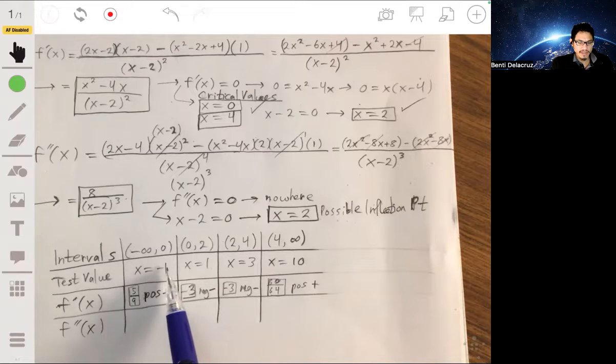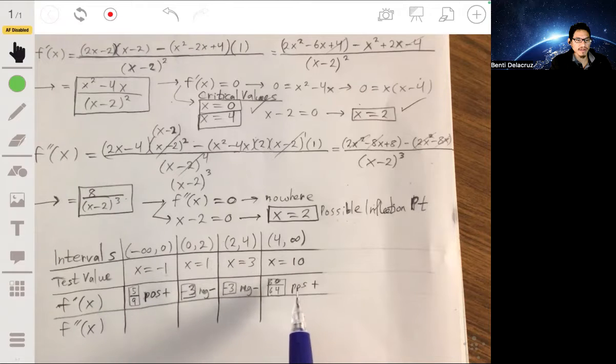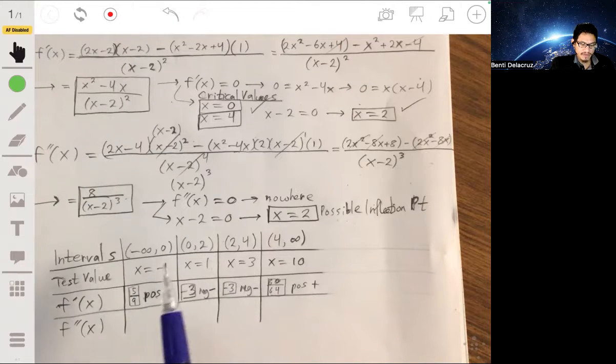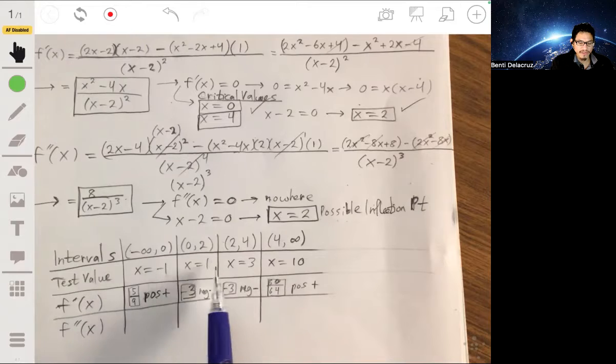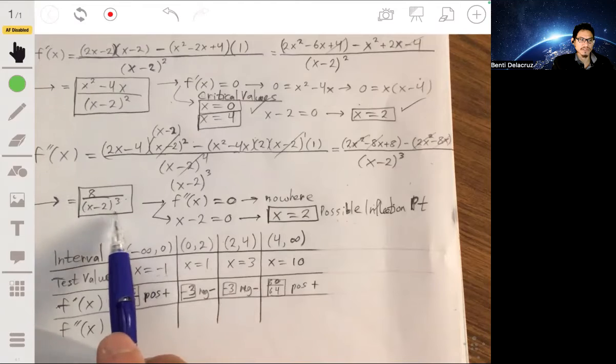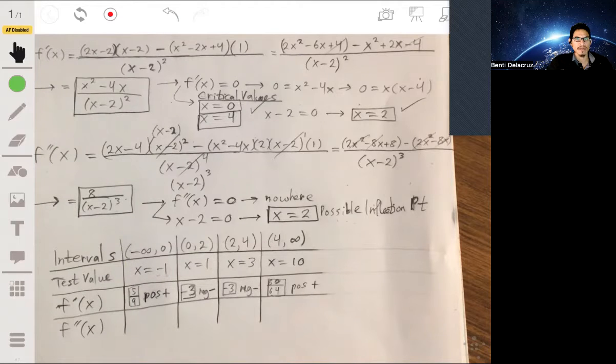All right, so when you plug these x values into the derivative equation, you're going to get a positive number here. You're going to get 5/9, which is positive. You're going to get -3, which is negative, and -3, negative again, and then 60 over 64, which is positive. Now we're going to evaluate the second derivative for these values. So go ahead and calculate what the second derivative is when you plug these x values into the equation, which is right here. I'm going to time travel again.